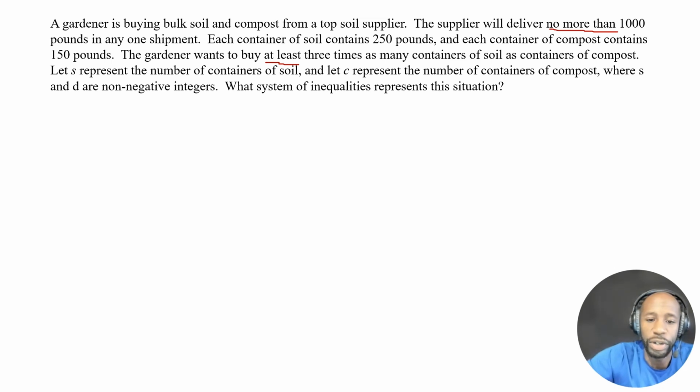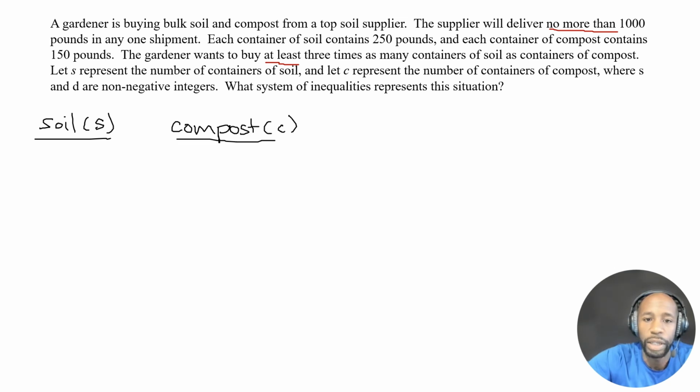Let S represent the number of containers of soil. Let me write some stuff here as well. Soil is going to be represented by S. And then let C represent the number of containers of compost, where S and, why did I put D? That's supposed to be C. Sorry about that. S and C are non-negative integers. So that means S is greater than 0 and also C is greater than 0. What system of inequalities represents this situation?